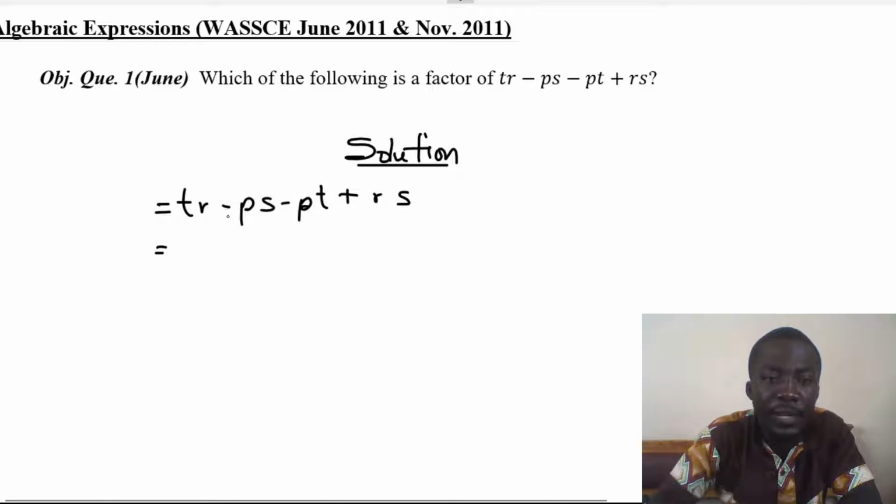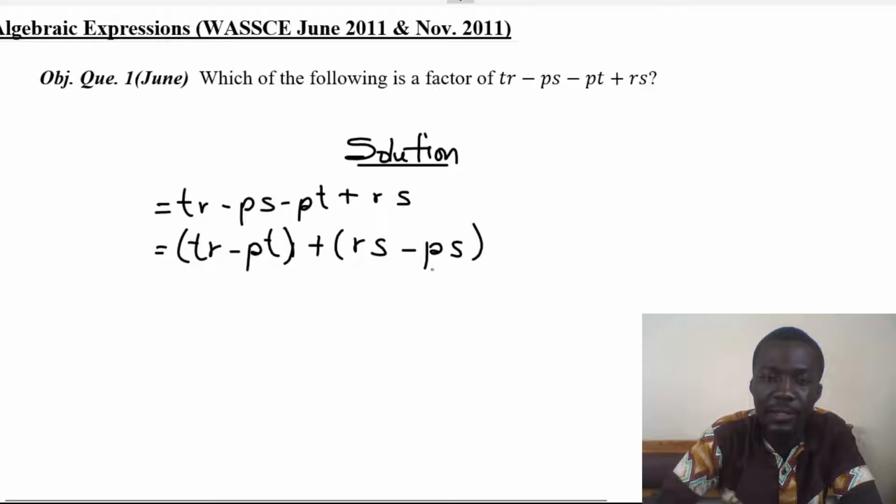Let's see, TR minus PS. When we pick the first two, there are no common factors here, so we jump to the third one, TR and PT. There is a common factor there, so we can group that too, which will give us TR minus PT. Then we will also group the next two, plus RS minus PS.